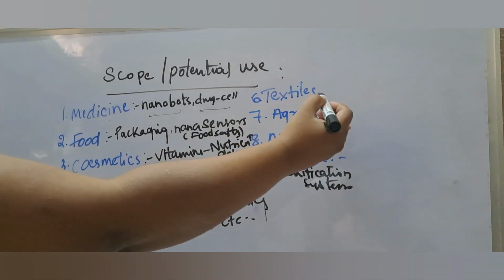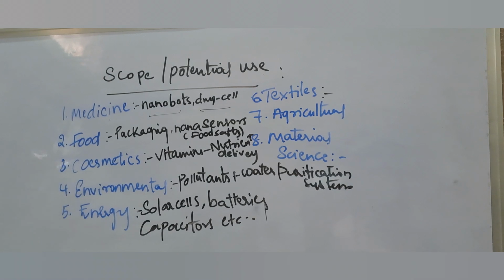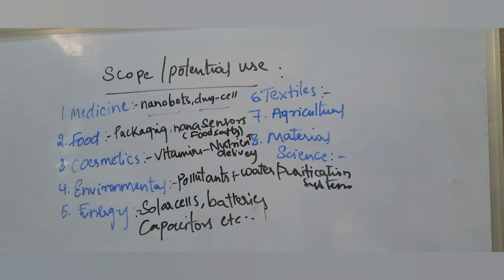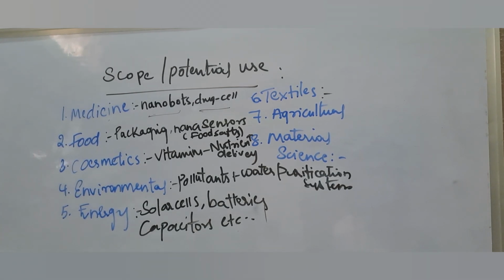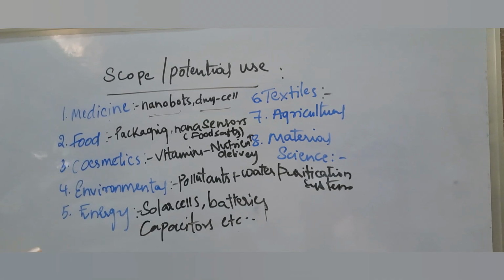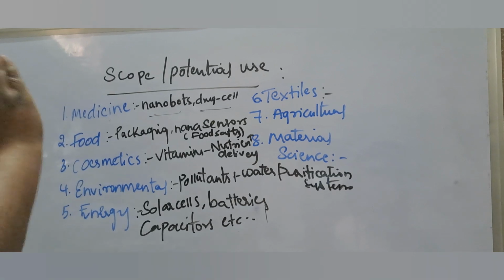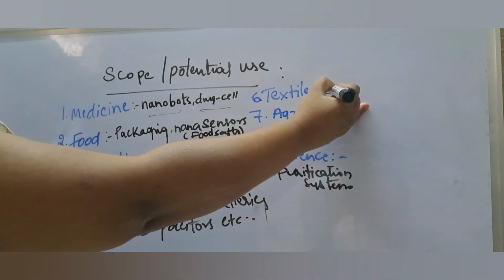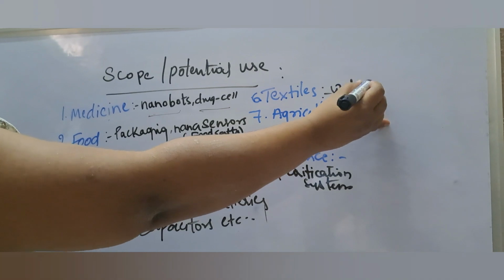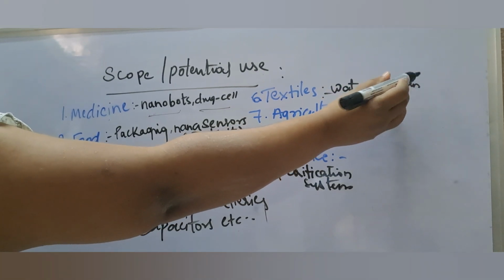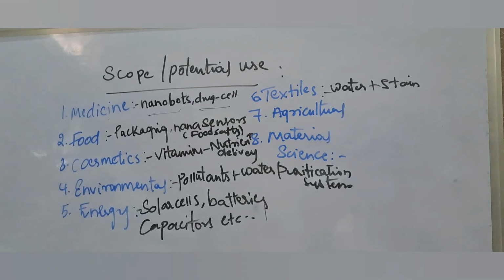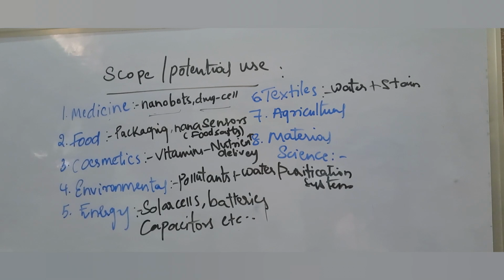And next is textiles. As you know, there are many water repellent clothes, and next stain resistant fabrics. You know that, right? So water repellent fabrics and stain resistant fabrics are developed in the textile industry through nanotechnology itself. So that is a very important and well known technology which is used by the textile industry.